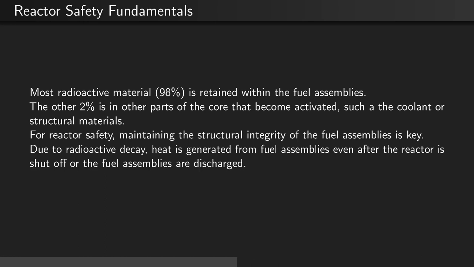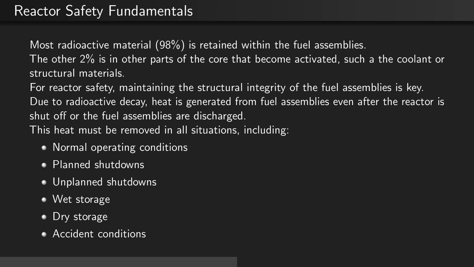Due to radioactive decay, heat is generated from the fuel assemblies even after the reactor is shut off or the fuel assemblies are discharged. This heat must be removed in all situations, including normal operating conditions, planned shutdowns, unplanned shutdowns, wet storage, dry storage, and accident conditions.